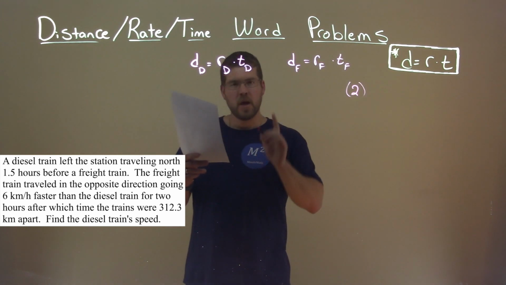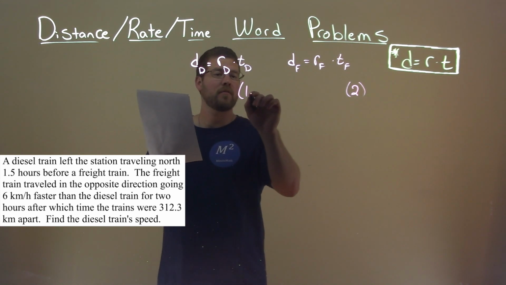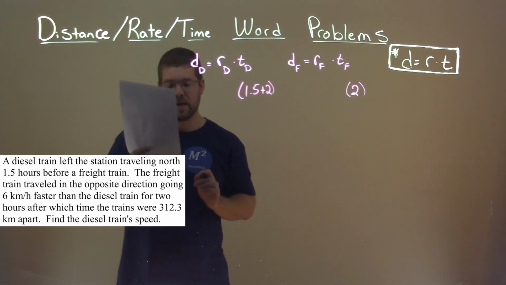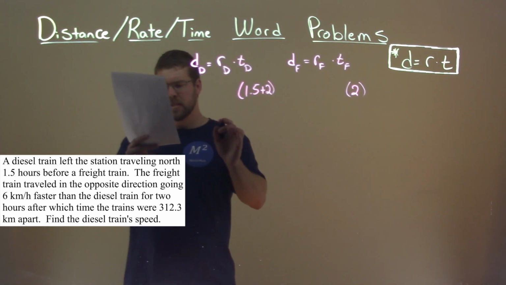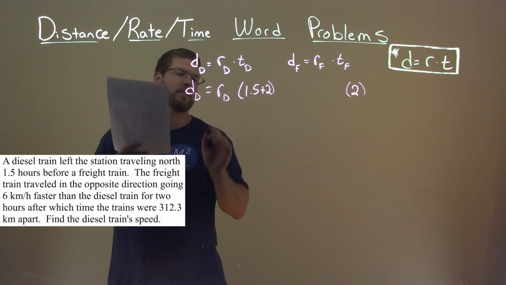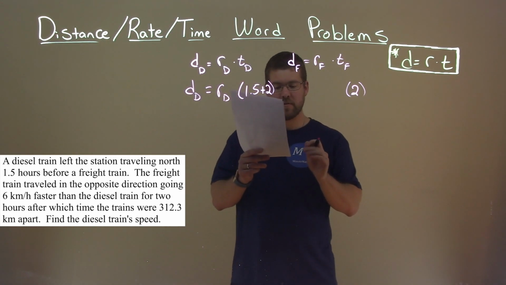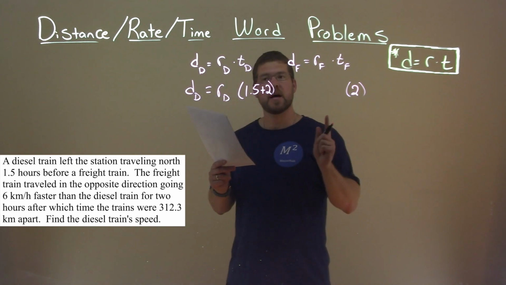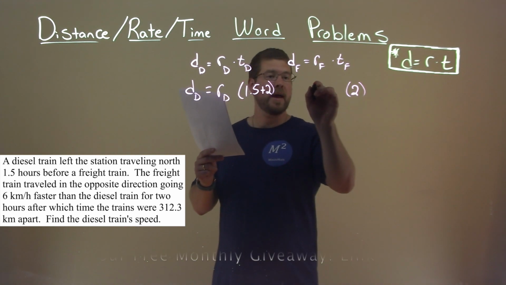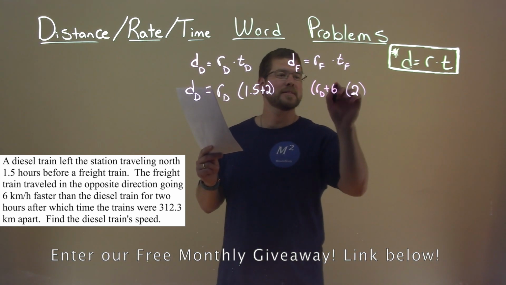Not too bad. For the time of the diesel train, it left 1.5 hours beforehand, so it's 1.5 plus the 2 hours to get the overall time the diesel train was out there. Now we want to find the rate of the diesel train, so we don't know that. And the distance of the diesel train, we don't know either. But what about the rate of the freight train? They say the freight train is traveling in the opposite direction, but 6 kilometers per hour faster than the diesel train. So the rate of the freight train can be written as the rate of the diesel train plus 6.